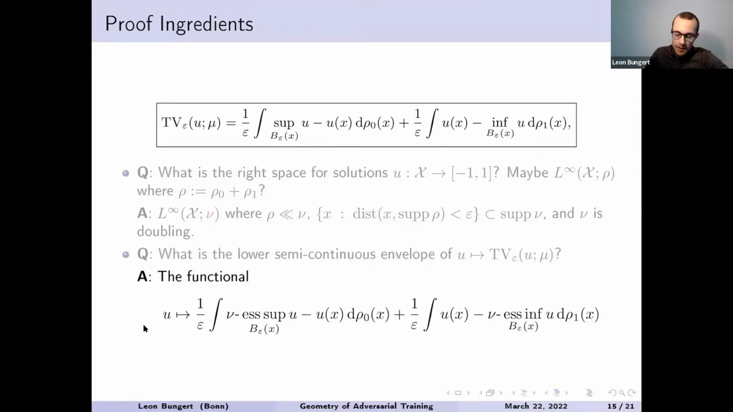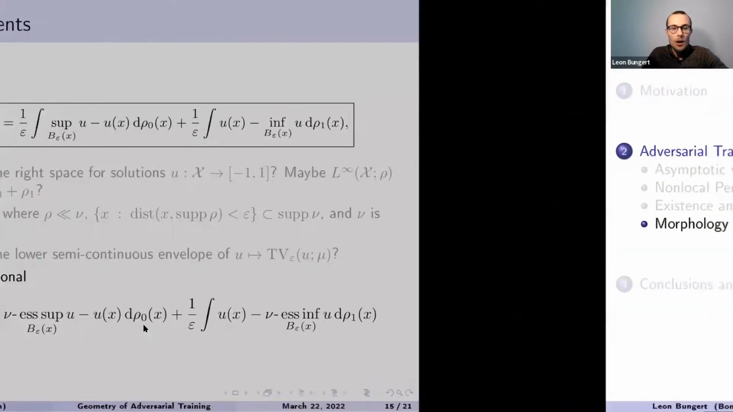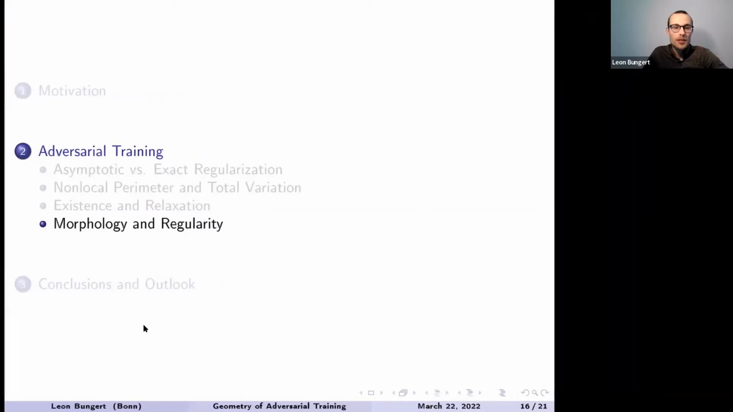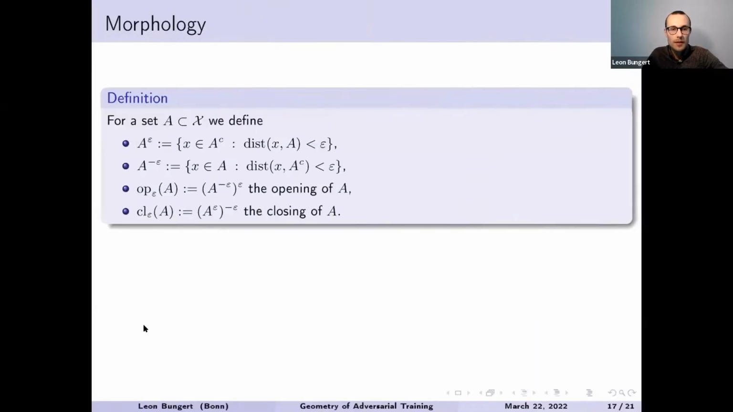And once you've proved existence using this regularizer, you can then go back to the original one by using precise representatives. Okay, let me now very briefly also sketch some regularity results that we can prove. For this you have to use mathematical morphology. If you have a set, you can define the outer epsilon tube and the inner epsilon tube. You can define an opening and a closing.